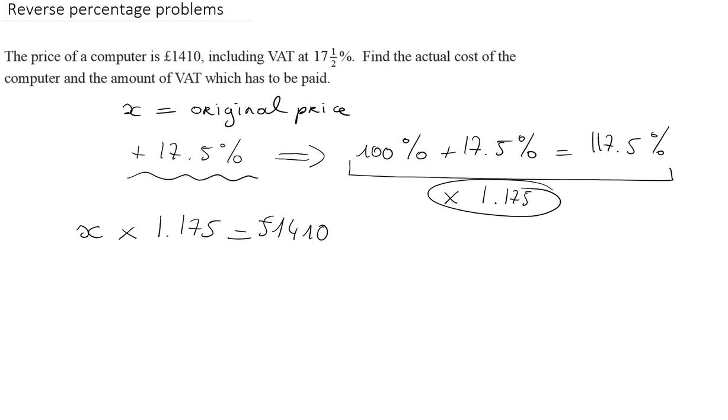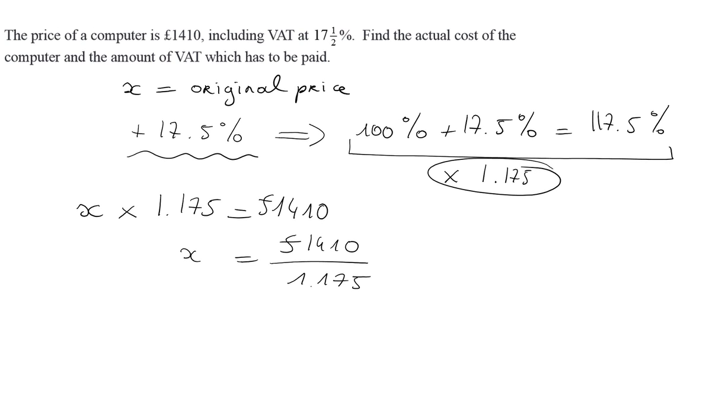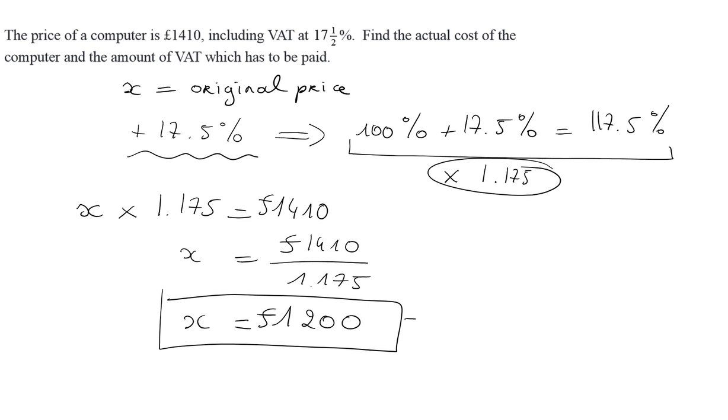Voila. Now, how can I find X from this? Well, X times 1.175 needs to be equal to 1,410. So X, my original price, is going to be £1,410 divided by 1.175. So X is going to be 1,200 when you calculate this. So my original price is £1,200. So that's the original price.